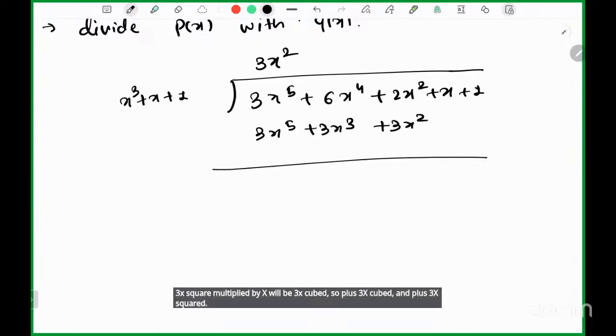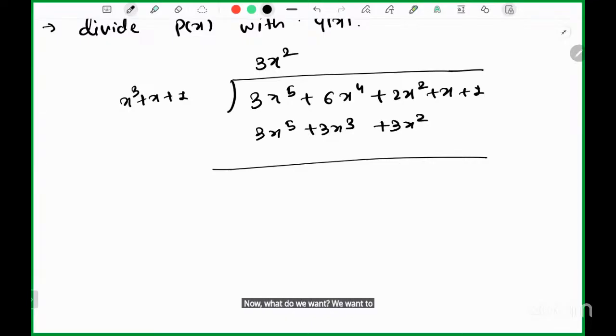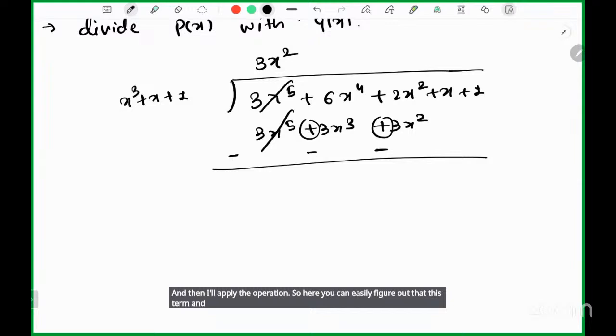Now we want to subtract this from our p of x, so I'll change the sign. I'll write minus. This plus will change into minus, this plus will change into minus, and then I'll apply the operation. Here you can easily figure out that this term and this term will cancel each other out.